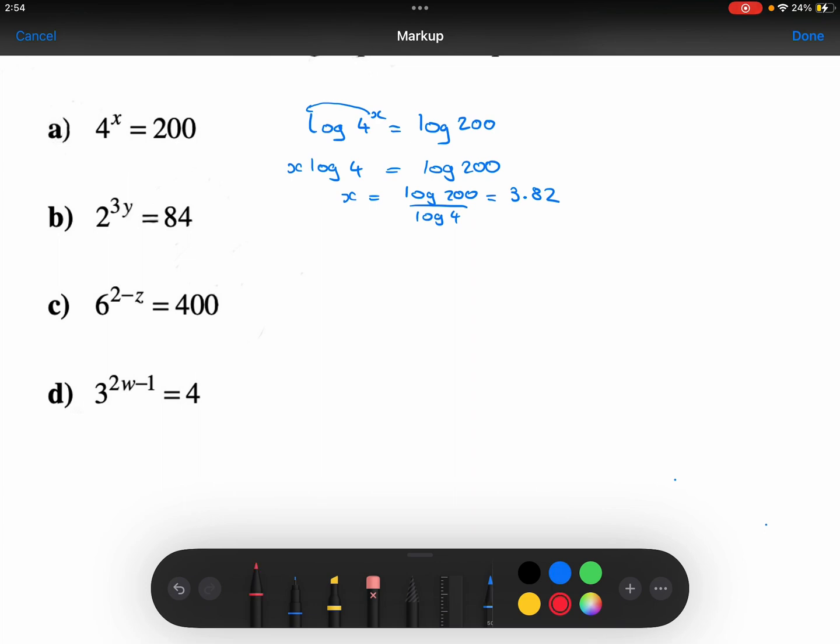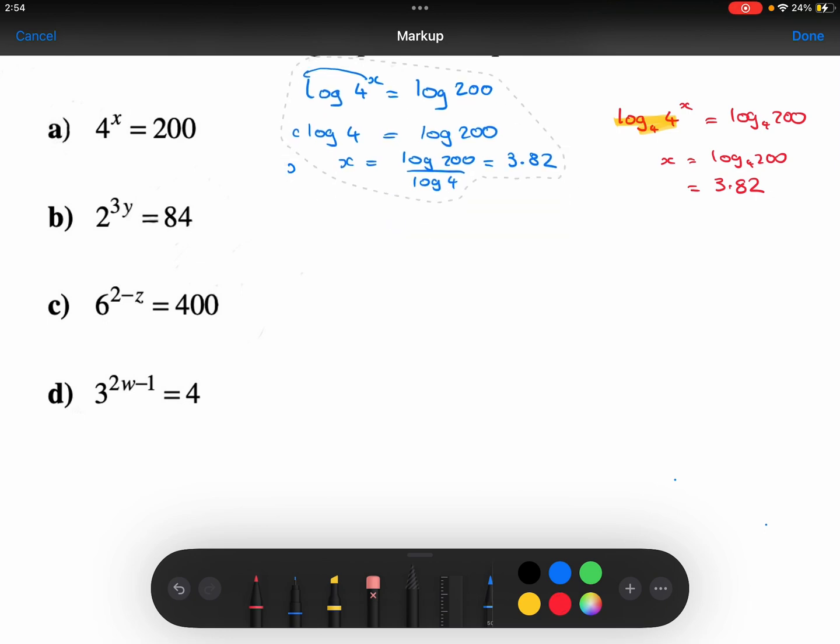Alternatively, what I could have done is I could have just taken log base 4 of both sides at the beginning. That way these are inverse functions and cancel out. And I will just get x equals log base 4 of 200. If you put that into your calculator, you'll get the answer 3.82 to 3 significant figures. So that's a slightly quicker way of doing it.